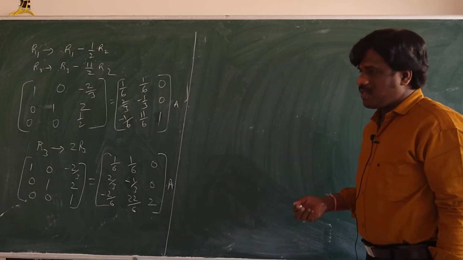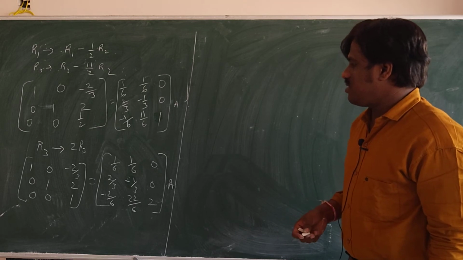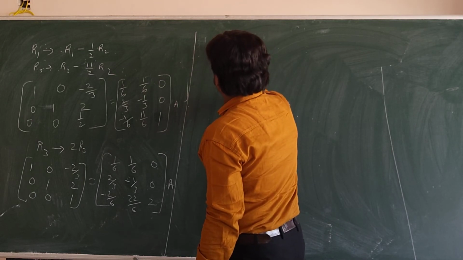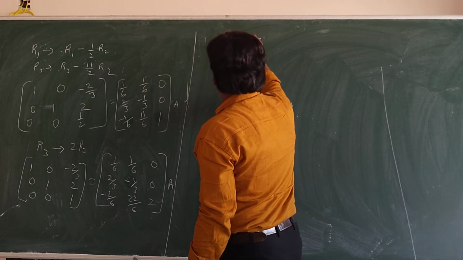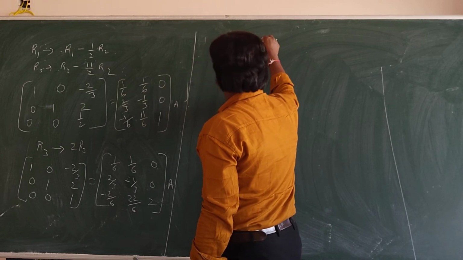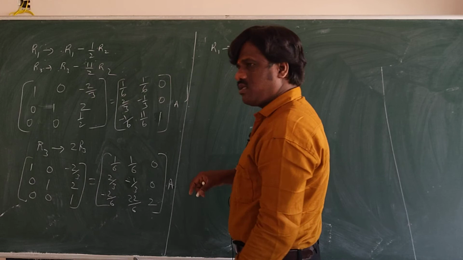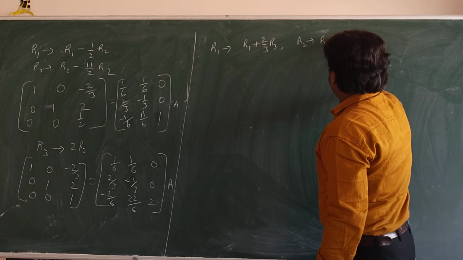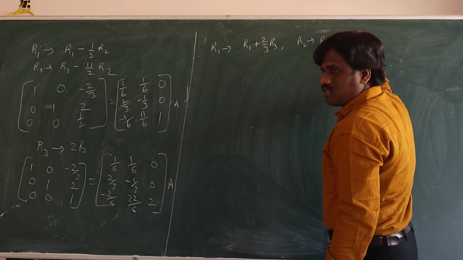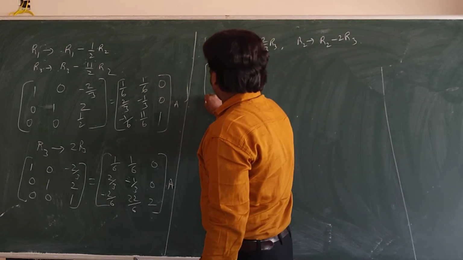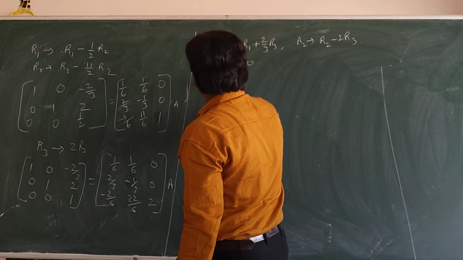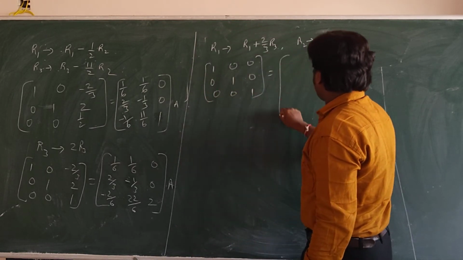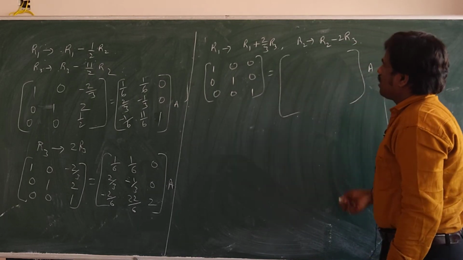Finally, we are reaching. So what to do now? We have to make it zeros, right? Tell me now. R1 implies R1 plus 2 by 3 R3, right? Next, R2 implies R2 minus 2 R3, correct? Now what do you get here? 1 0 0, 0 1 0, 0 0 1. Target finished. We have to write the result now, right?